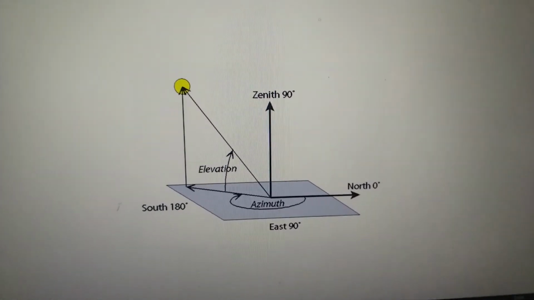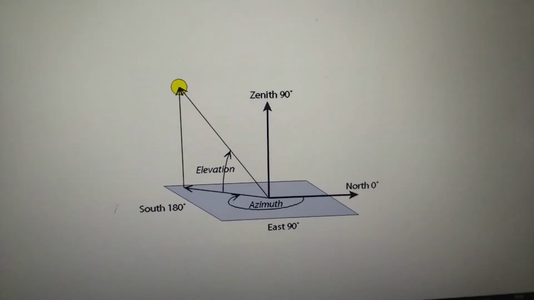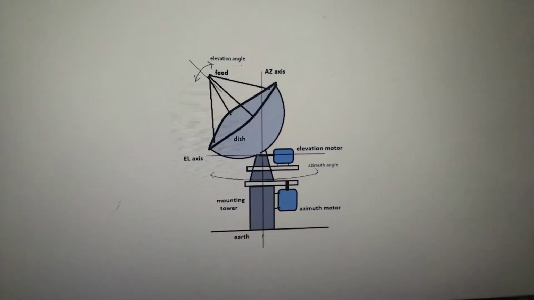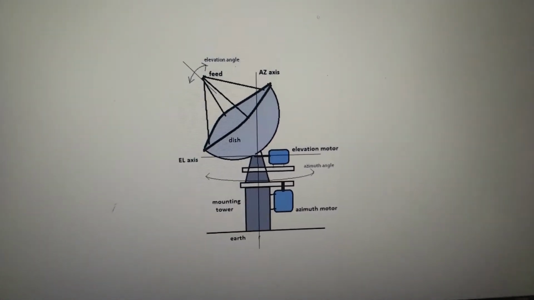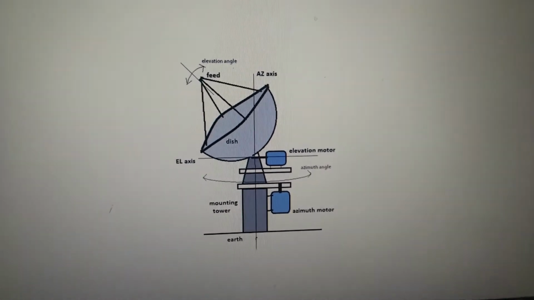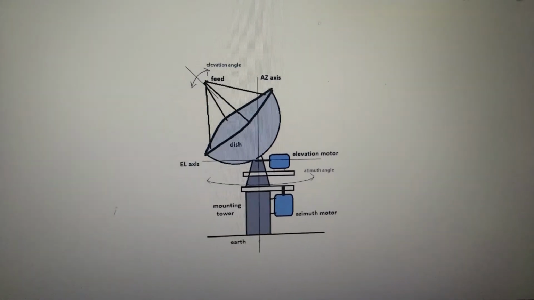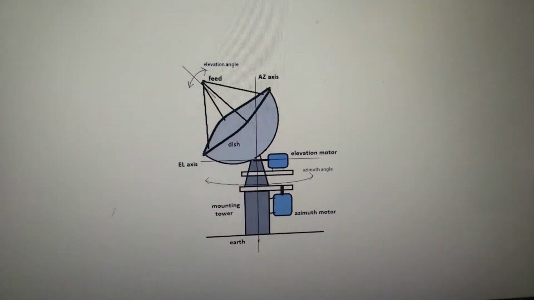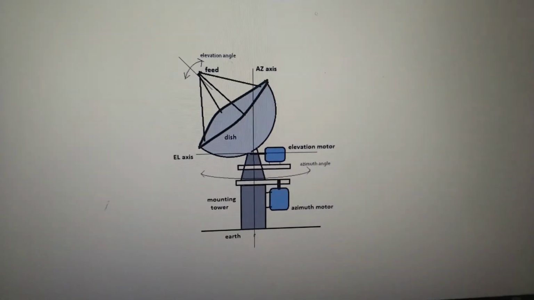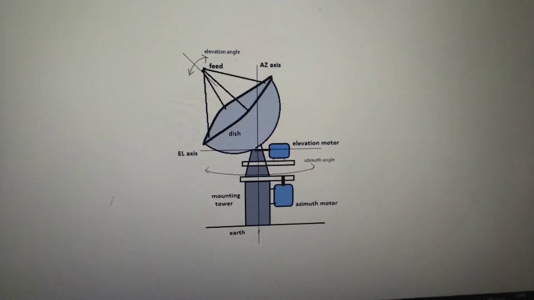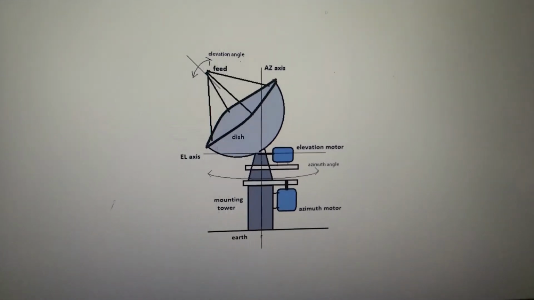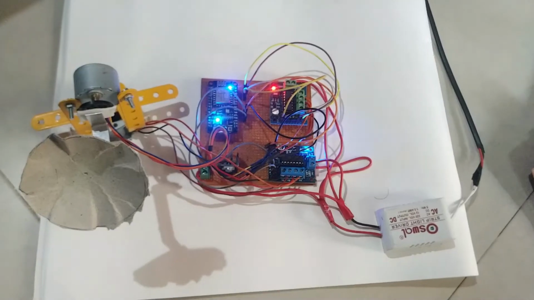The DTH dishes on our rooftops are always pointed towards a satellite, which is a geostationary satellite. This is always stationary with respect to Earth. If we can somehow locate the satellite and point our dish towards the direction of the satellite, we will get the high gain, which is the core concept of this project.